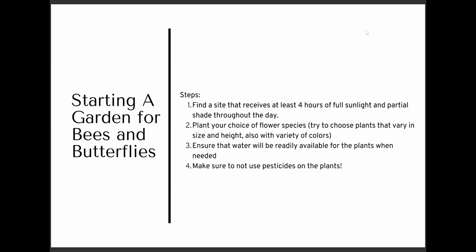Number 3, find a way for there to be access to water for the plant, whether that's a sprinkler or a gardener that comes by daily to keep the garden. Number 4, please refrain from using any type of pesticide on any of the plants, considering they are harmful, not only to the plant, but also the bees and the butterflies.